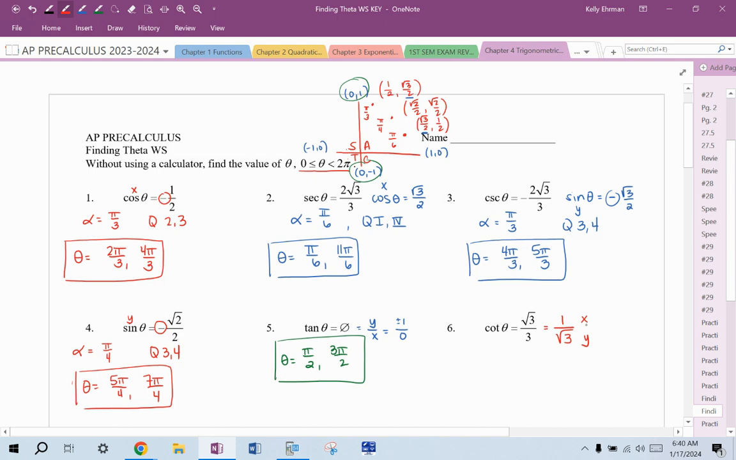So we're looking for which one of these three ordered pairs has an x coordinate of 1 or 1/2 and a y coordinate with radical 3 on top or radical 3 over 2. So that's right here, right? X numerator is 1, y numerator is radical 3. So the reference angle is pi over 3. Cotangent is positive in quadrants 1 and 3. So for theta, the quadrant 1 angle is pi over 3, and the quadrant 3 angle is 4 pi over 3.